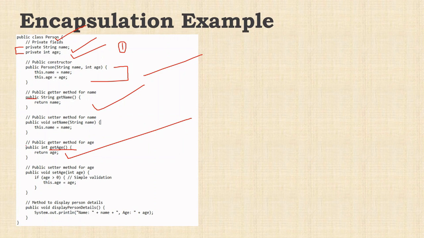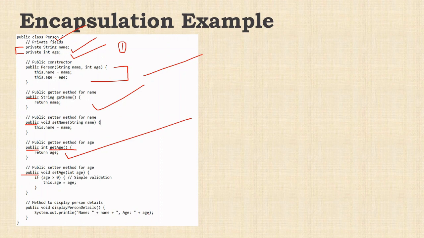And all the setter methods, which are setName and setAge, also have the public access specifier. So all the methods will be public and all the variables will be private here. Why are we making the variables private? Because you can't access them directly outside of the class. If you want to access them, you have to make an object of that class, and then you can access them.